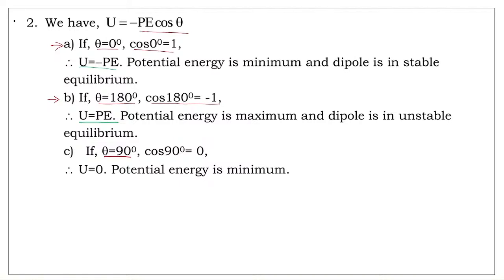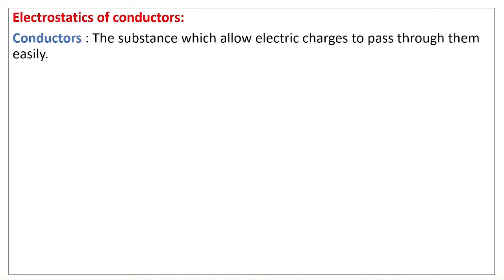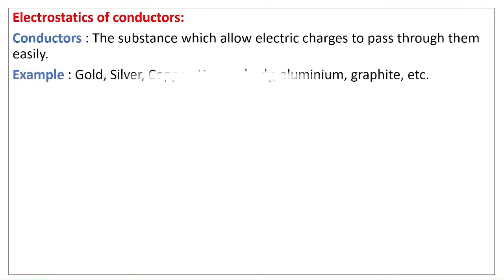C. Theta is equal to 90 degree, cos 90 degree is equal to 0. Then, U is equal to 0. Potential energy is minimum. Next, we discuss about some behavior of conductor in electrostatics field. Electrostatics of conductors. Conductors: the substances which allow electric charges to pass through them easily. Example: gold, silver, copper, human body, aluminium, graphite, etc.